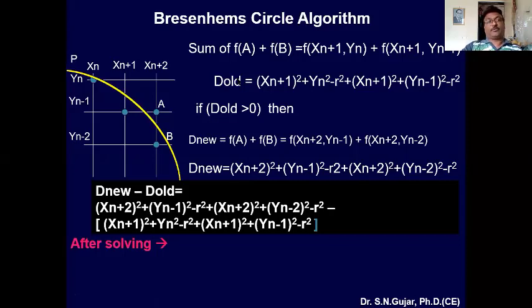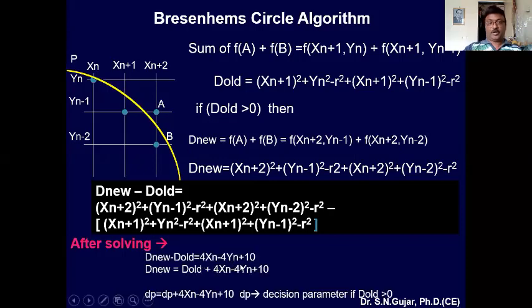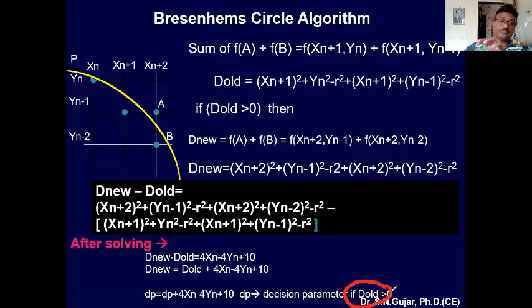Okay, so after solving, what you got? That is d new minus d old equals 4xn minus 4yn plus 10. So that becomes my next decision parameter. This decision parameter comes when d old value is greater than 0. So this is the way. Once this is greater than 0, at that time you have to increment x by 1 and decrement y by 1.